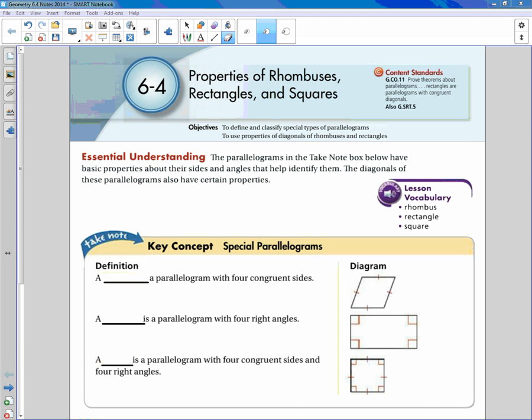Okay, so today we're going to talk about the properties of rhombuses, rectangles, and squares. If you look at your sheet in front of you, we're going to talk about the different characteristics that we have for each one of these objects. The first one says a blank is a parallelogram with four congruent sides. So what is a parallelogram with four congruent sides? That's going to be a rhombus. Good.